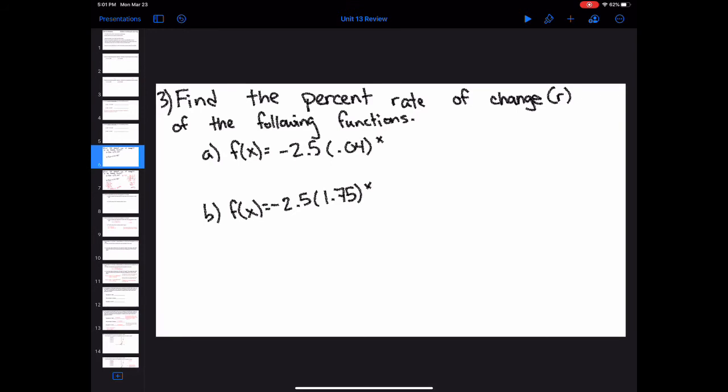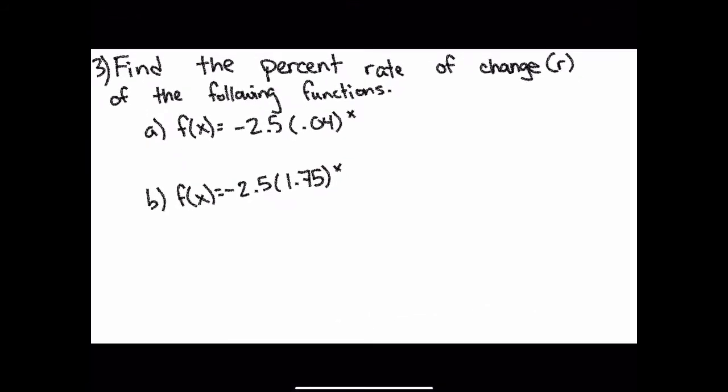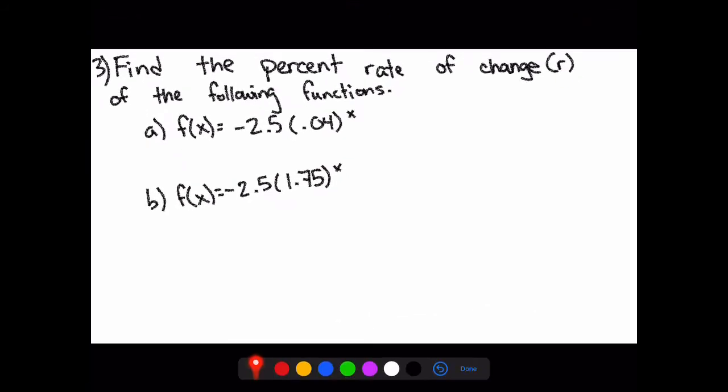Now, this one's a little bit more difficult than the previous ones. The r value is much more difficult than what we've covered in the past as well. If you guys recall, b is equal to 1 plus or minus r. So the 1 plus or minus r is what typically goes inside these parentheses here. Now, if it's growth, we use plus. If it's a decay function, we use minus.